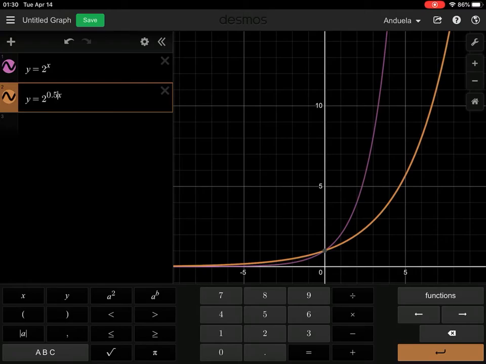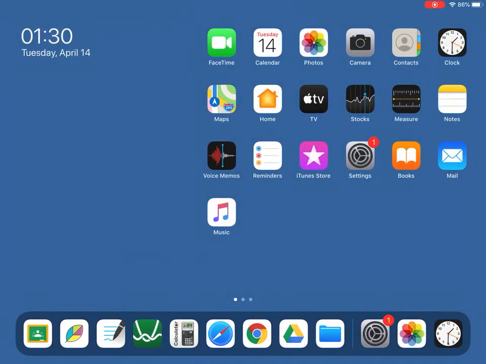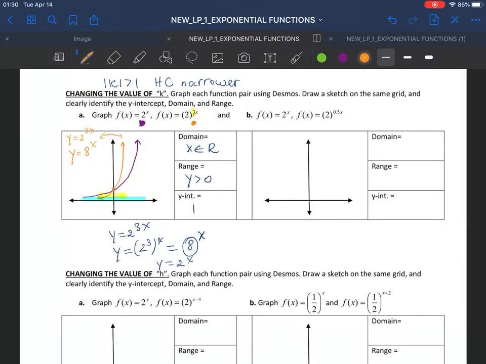But in the meantime, we have to keep our senses sharp and try to notice these changes and transformations. Anyhow, so here we go again. We are going to graph both functions, and I think that this would be our purple graph here. Okay, so y equals 2 to the power of x, and y equals 2 to the power of 0.5x.